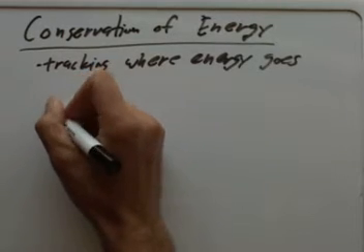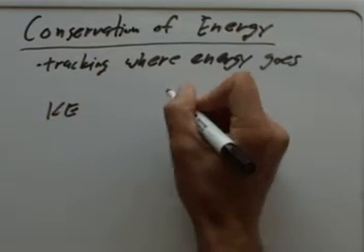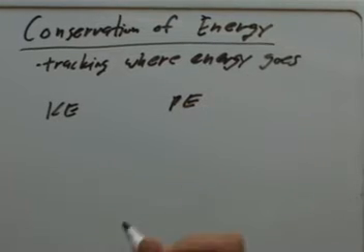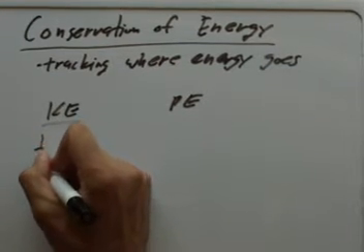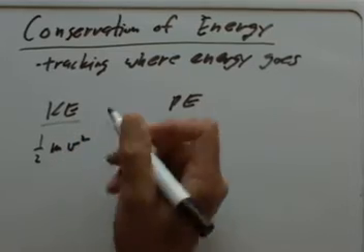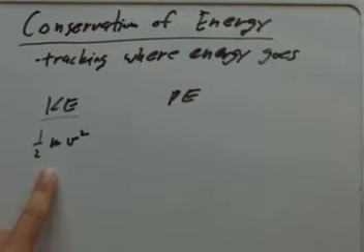Now, in physics, we have two types of energy. We have kinetic energy and we have potential energy. These are types of energy just like the nuclear and the coal and the light bulb and so on that we can use to track where the energy would go. Kinetic energy always has the singular definition of 1/2 mv squared. So if something's moving, it has kinetic energy.